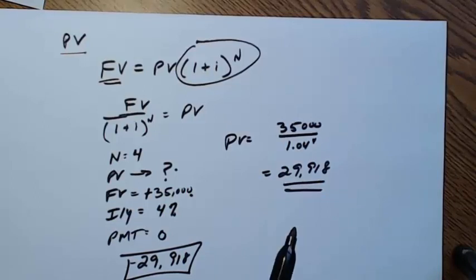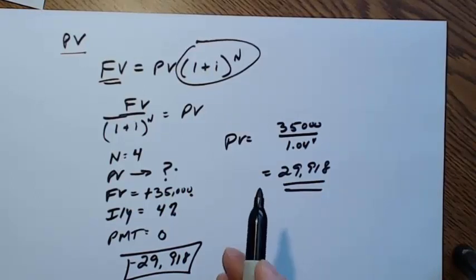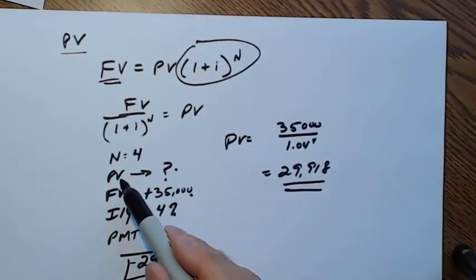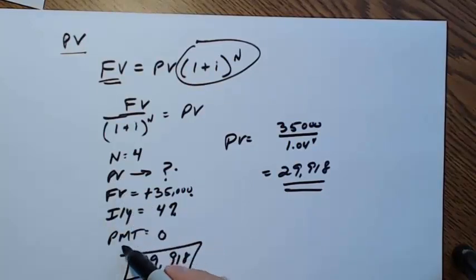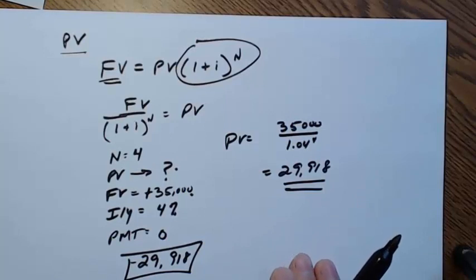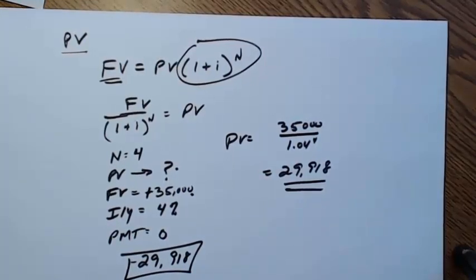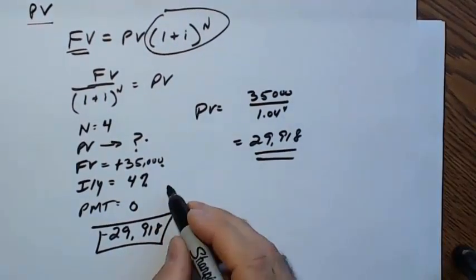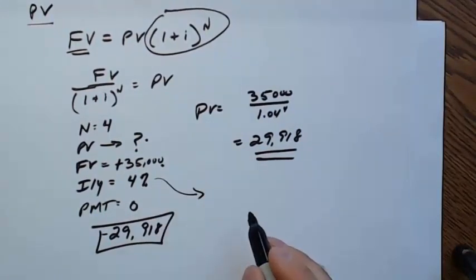It becomes a little harder, and you'll see a little later on, when you have to put both a present value, a future value, and a payment all in there. You've got to make sure you've got the signs right then, and I'll show you when the problem pops up.